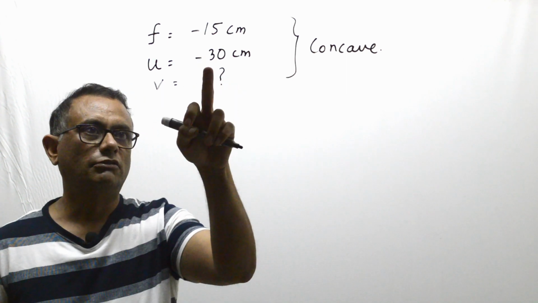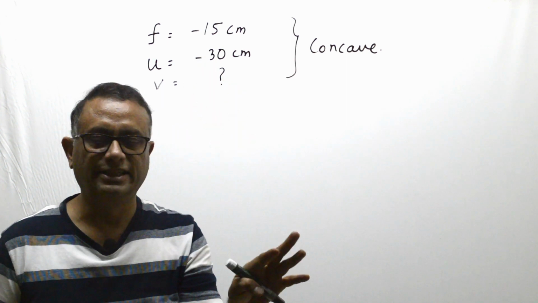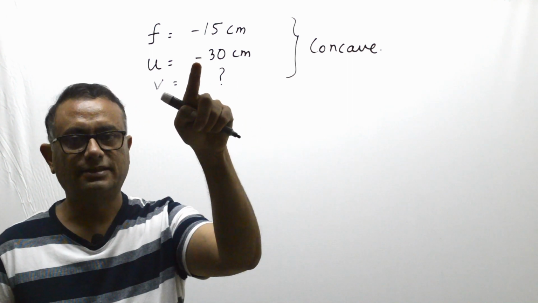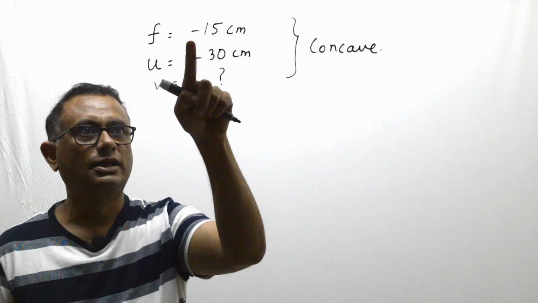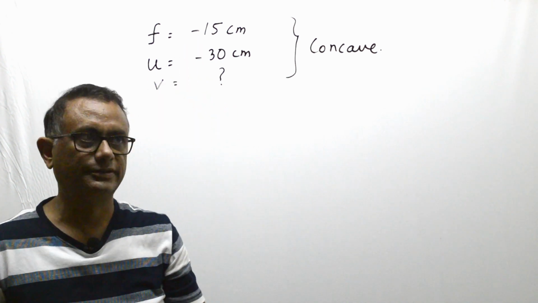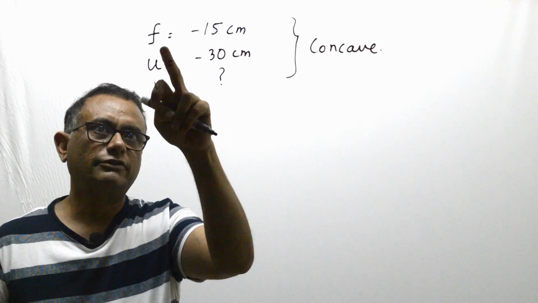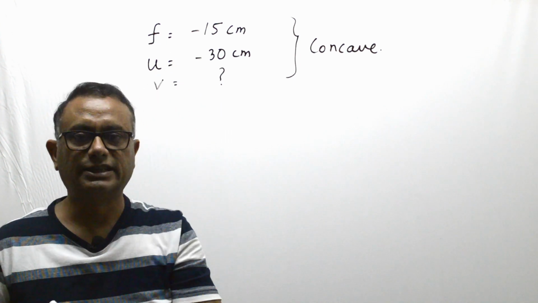Okay. So while they have given you the dimension 30, they will not mention this sign. You will have to extrapolate that. You will have to understand the numerical and supply the sign convention. Okay. Now there is something which I have to tell you. How are F, U and V connected with each other?